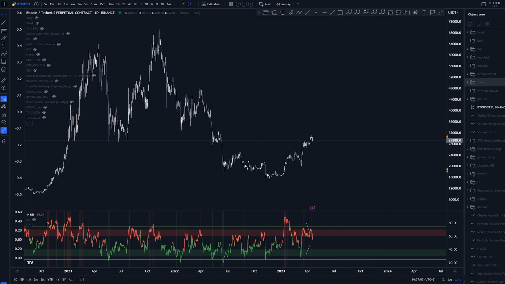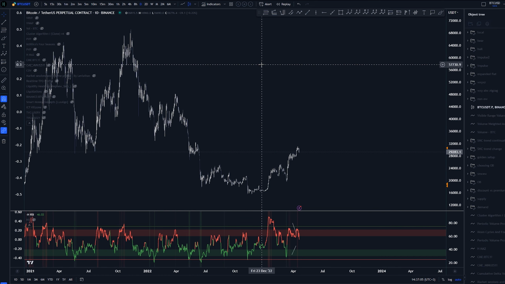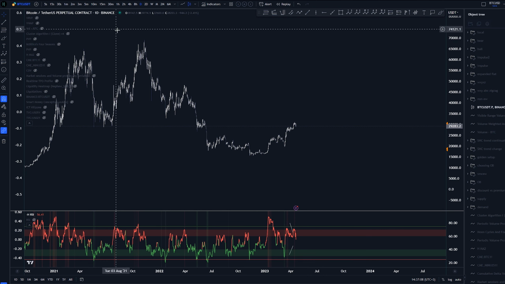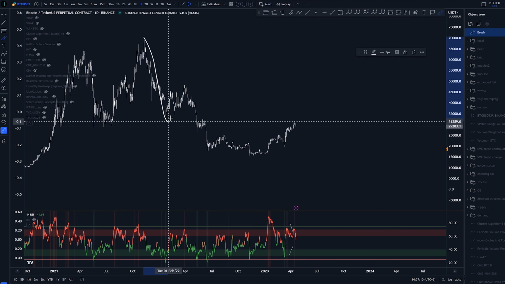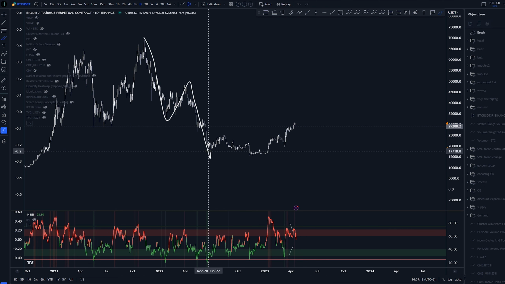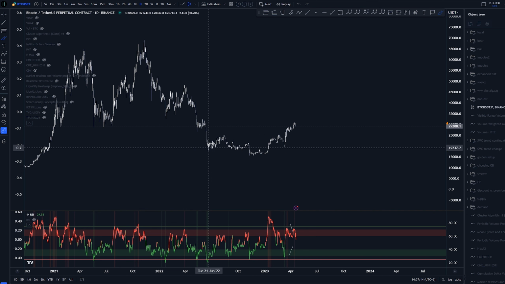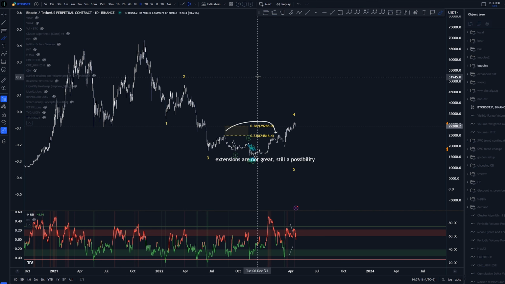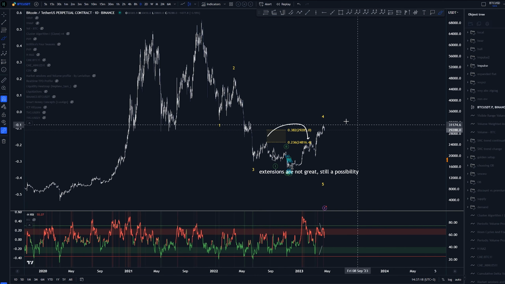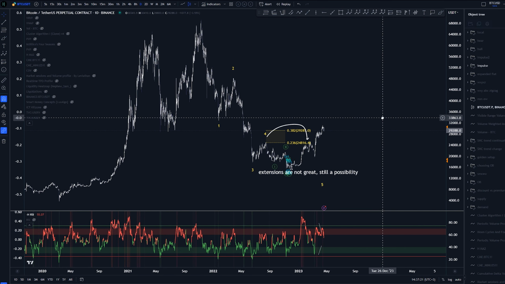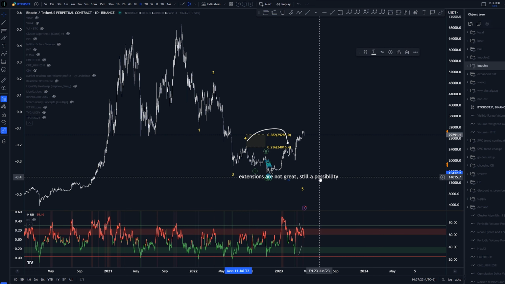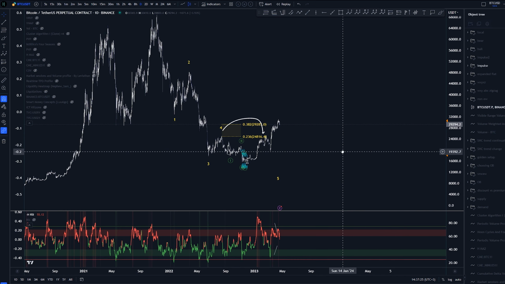So start here on the highest time frame, currently on daily. Again, the idea that we had was a three-way structure into these lows here on June 2022. A lot of people, I remember, had this count where they had this wave 4 here for some reason, but again, I don't really like this.